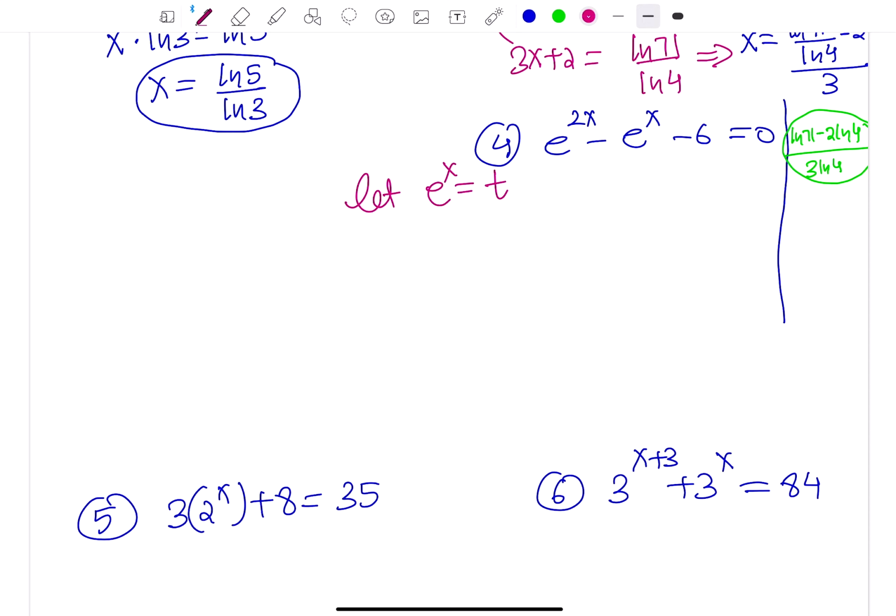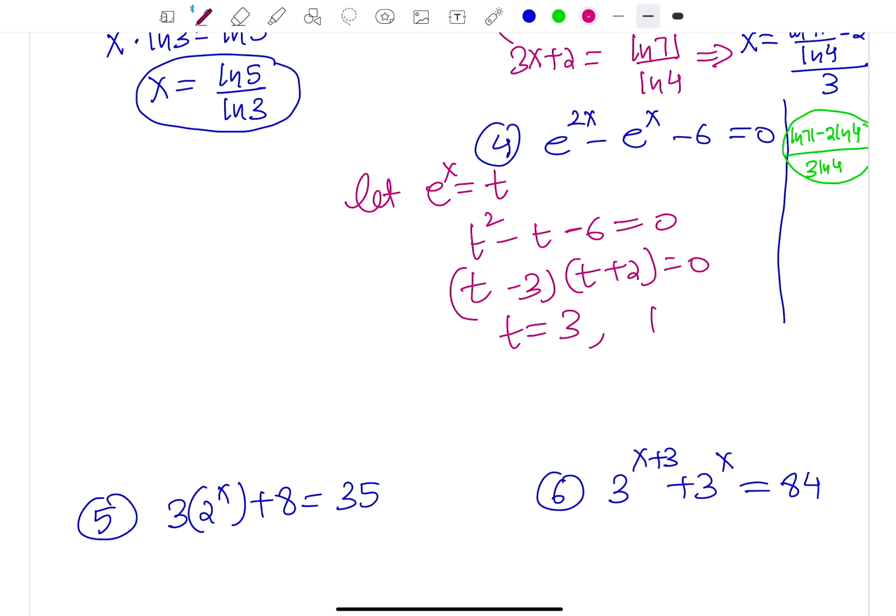So this new equation becomes t squared minus t minus 6 equals 0. Two numbers multiplying to -6 and adding up to -1 are -3 and +2. So I get t equals 3 and t equals -2. So we're going to replace t by e to the power x. e to the power x equals 3. e to the power x equals -2. Now, exponential functions are never negative.